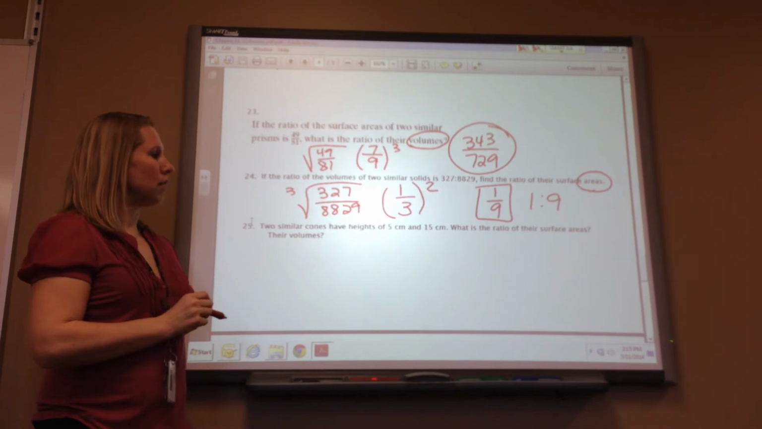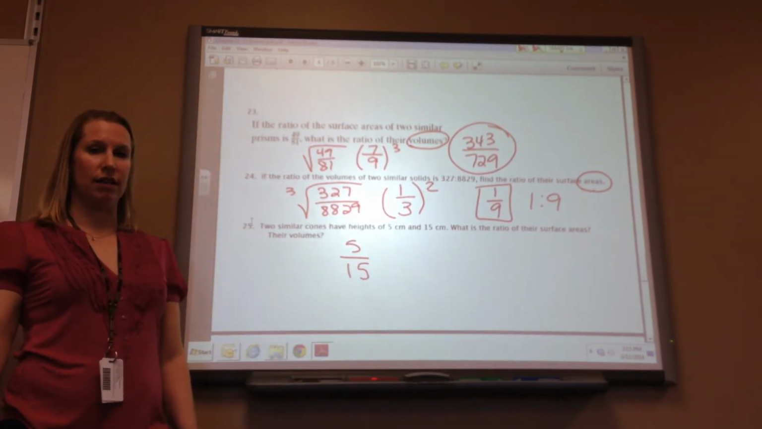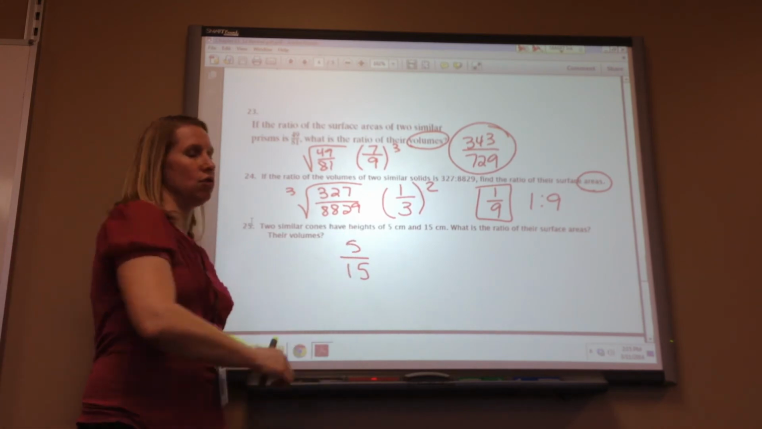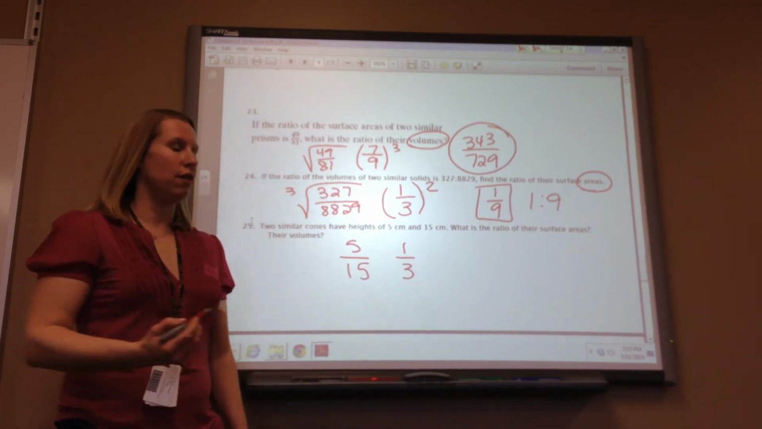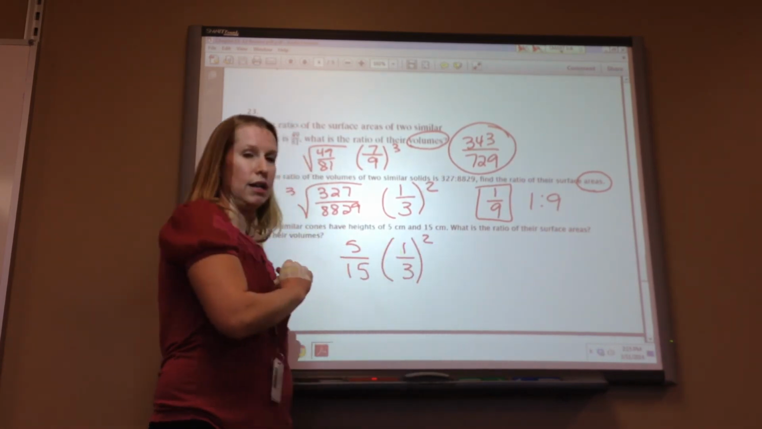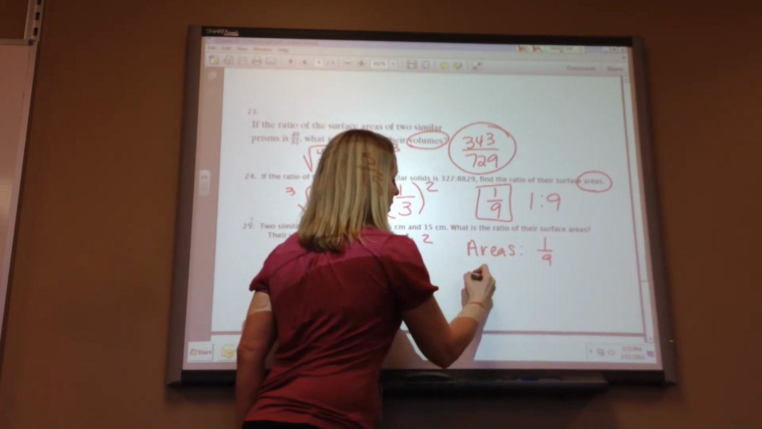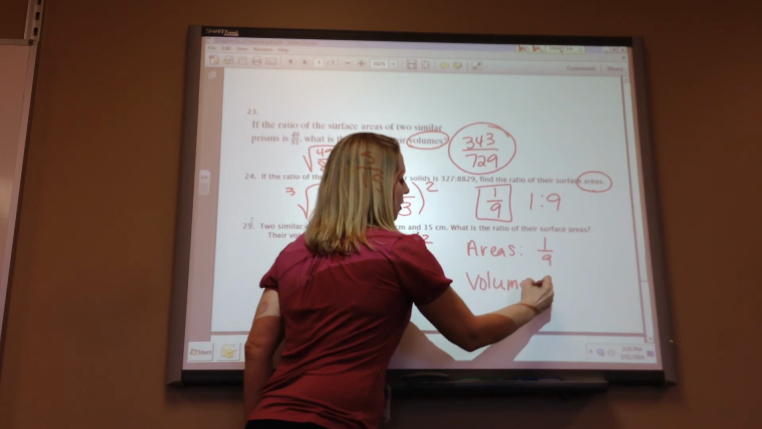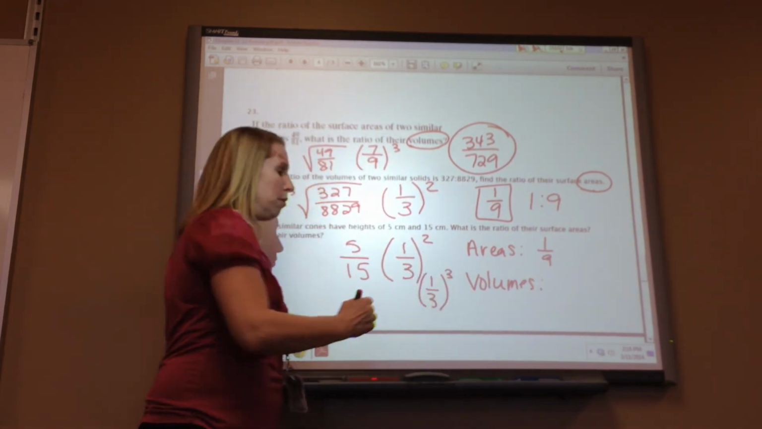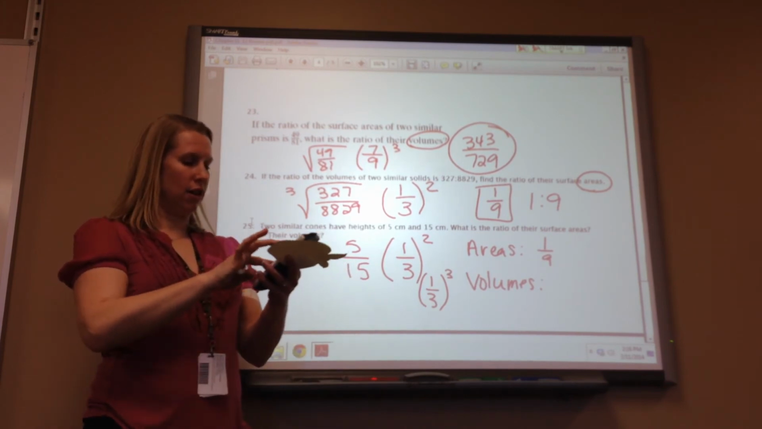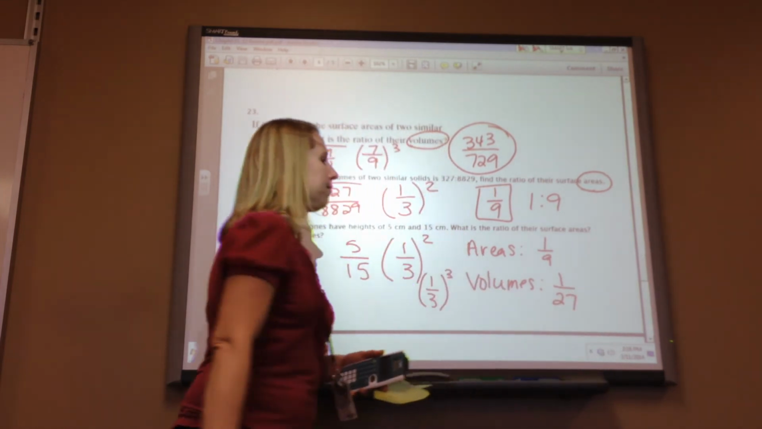Okay, two similar cones have heights of 5 and 15. What's the ratio of their areas and their volumes? You need to reduce that first. So 5/15 is 1/3. Now the ratio of their areas, you square it. So areas would be 1/9. Volumes, you need to go back to the original 1/3 and you need to cube that. So 1/3 cubed is 1/27.